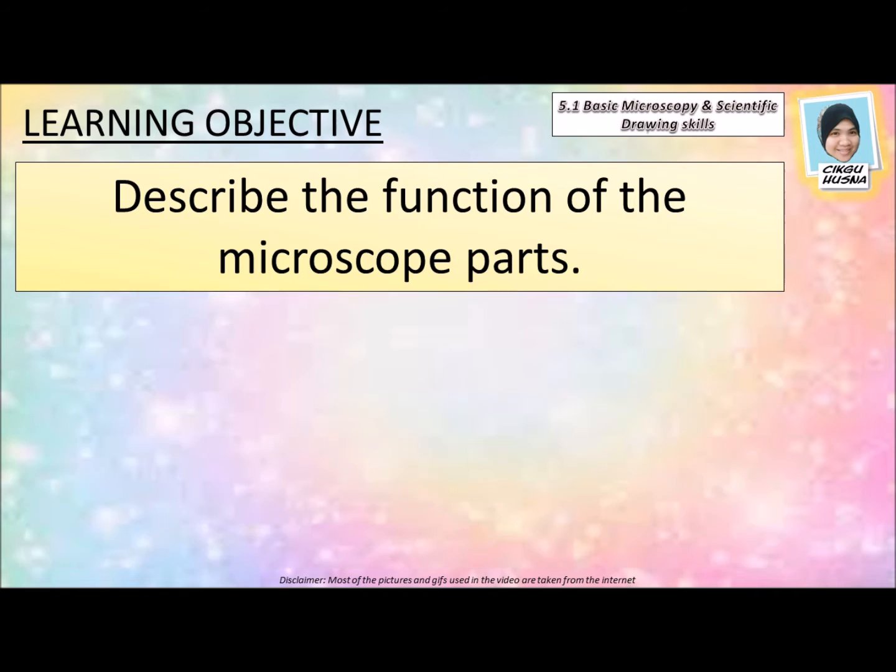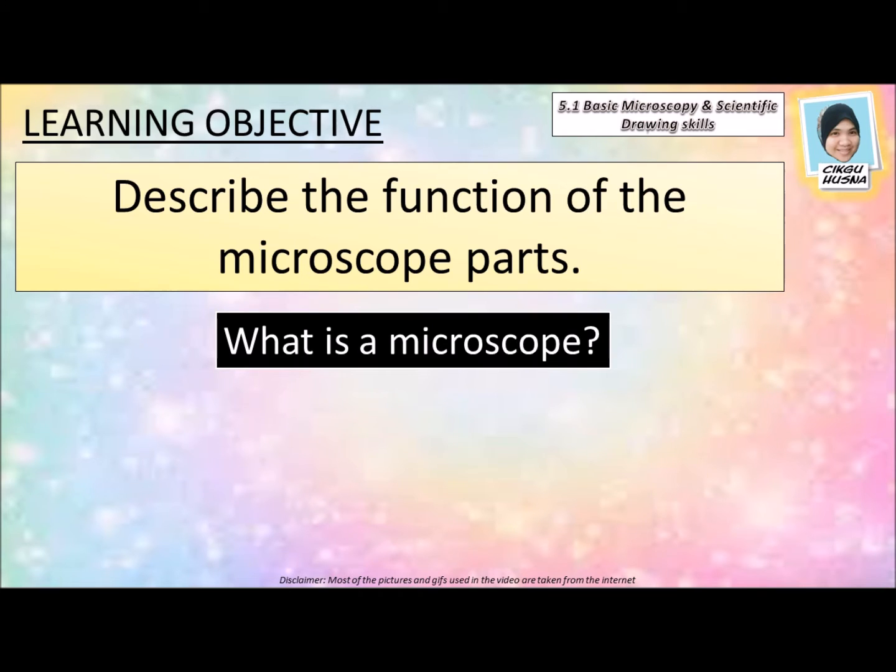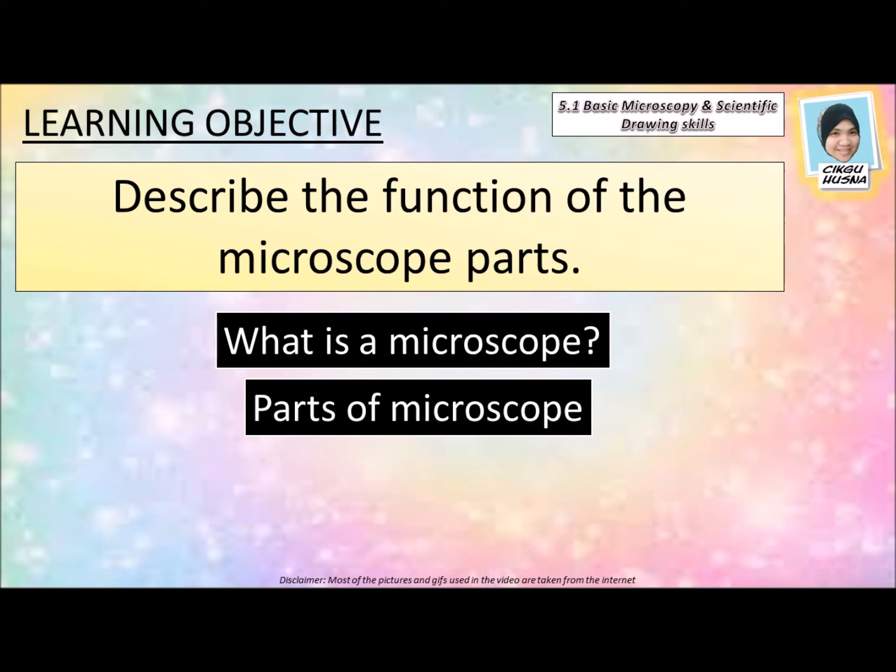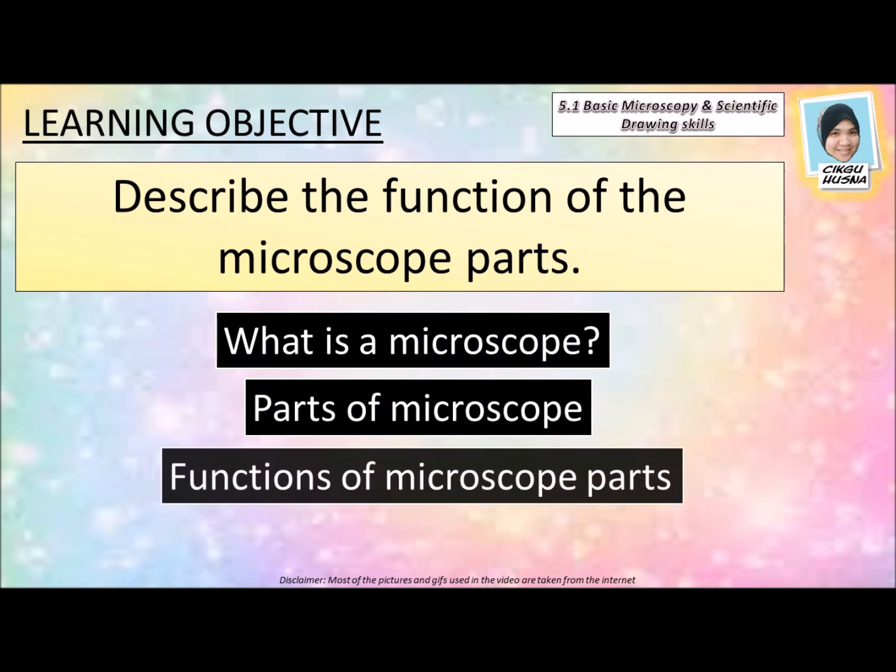Let's look at the first learning objective. We need to know first what is a microscope, the parts of the microscope. Only then we can describe the function of microscope parts.